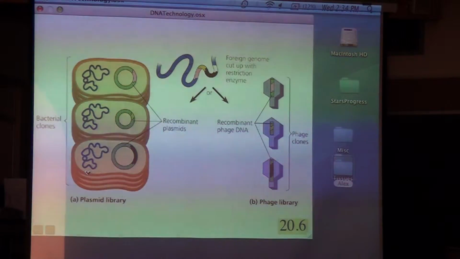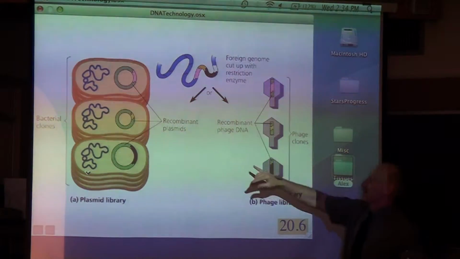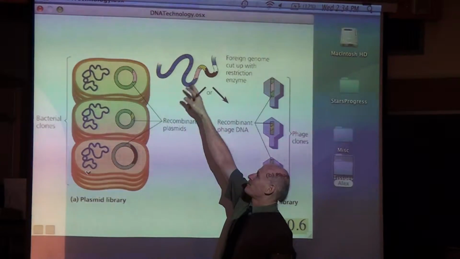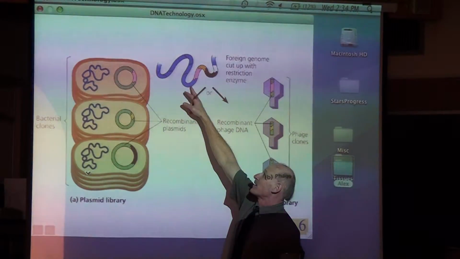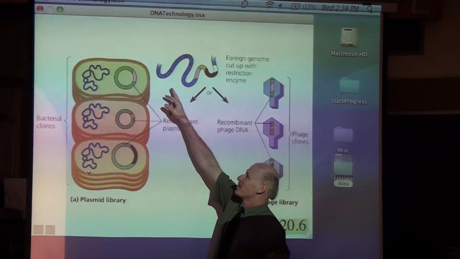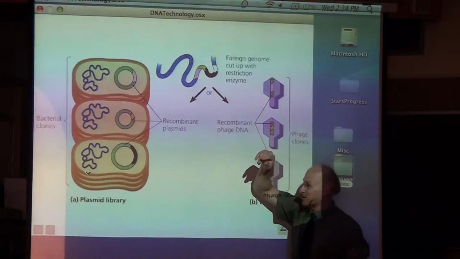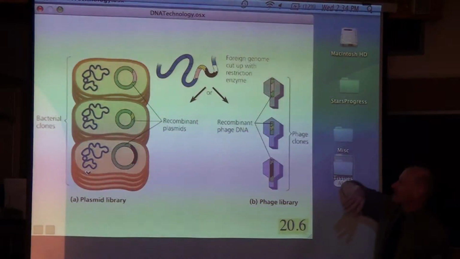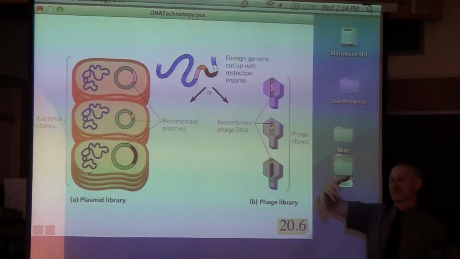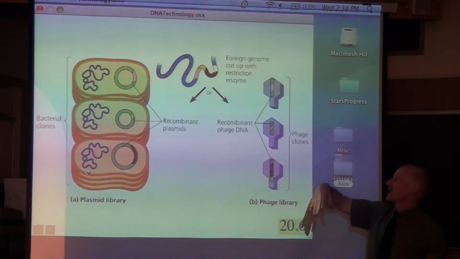Common cloning vector, and that's what you see on the left-hand side here, where they cut out the genomic DNA from the species you're studying, and the little bits are put inside plasmids, and those are transformed inside the bacteria. This other cloning vector is bacteriophage, which, remember, is just a type of virus that infects bacteria.